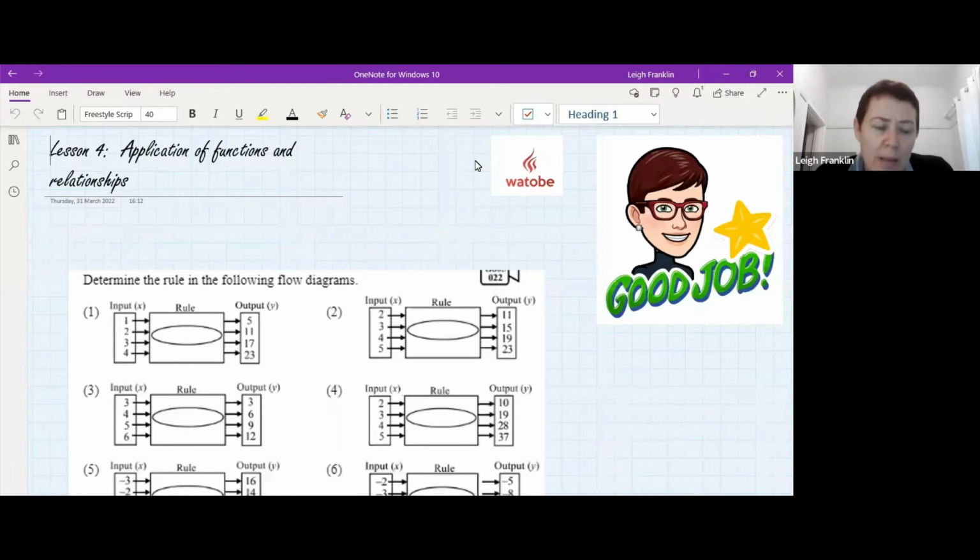This is going to be an application type lesson. It's going to be a little bit more difficult than the other things that we've been doing, but I'm going to help you and support you the whole way through it, so don't worry about that.